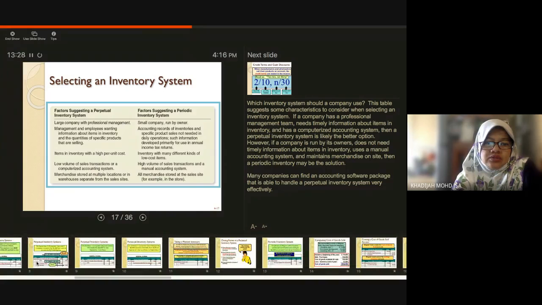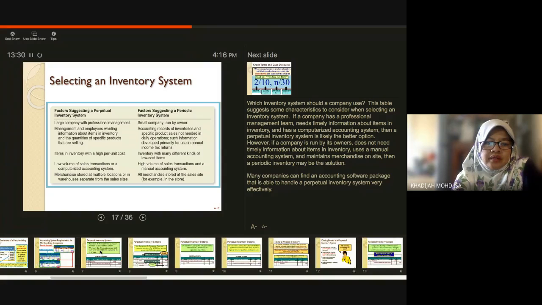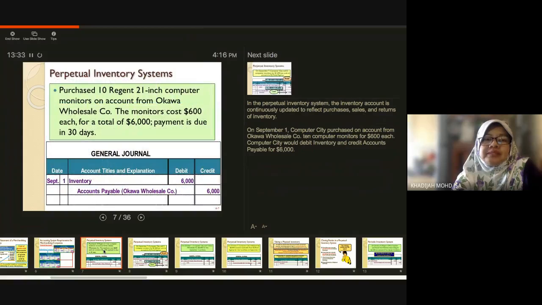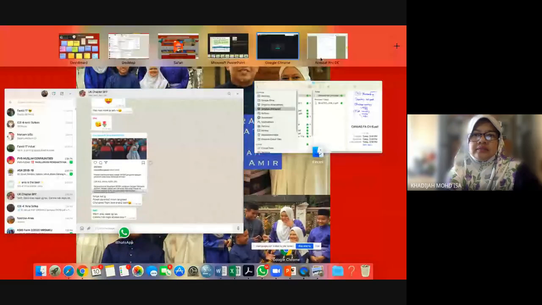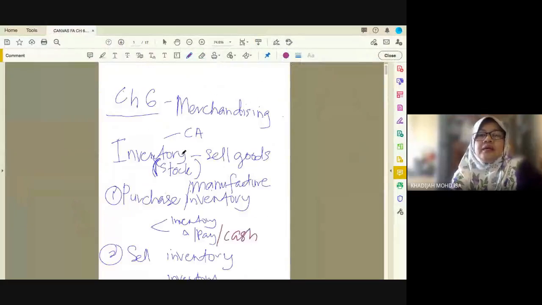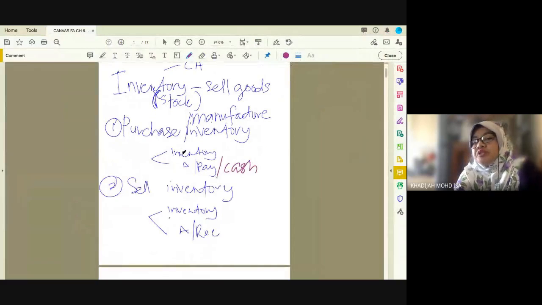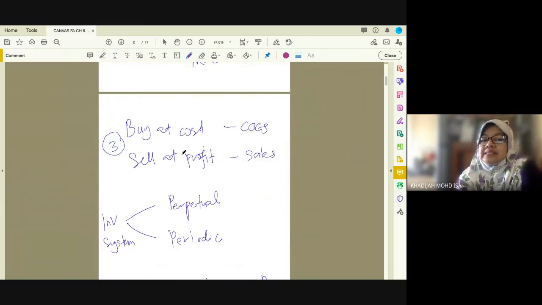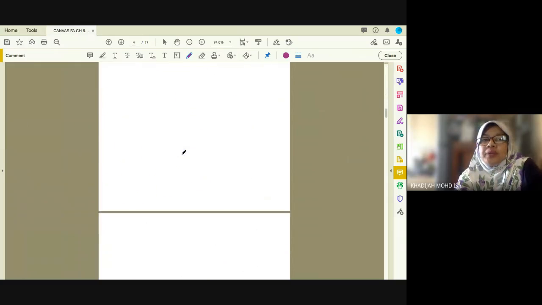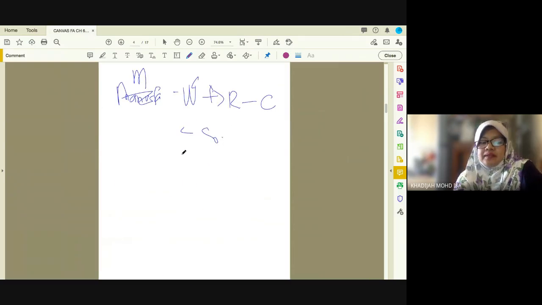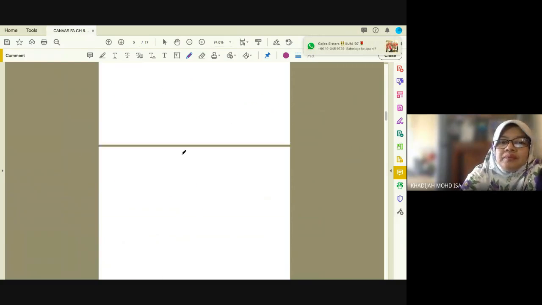Okay, let's go into the perpetual system. Are you ready? For the perpetual system, how are you going to record? Remember when we talked about the system, we always talk about how to record when you purchase, when you sell your goods, and when there is a return. These are the things you want to look into when you have the recording. So let's try talking about perpetual.